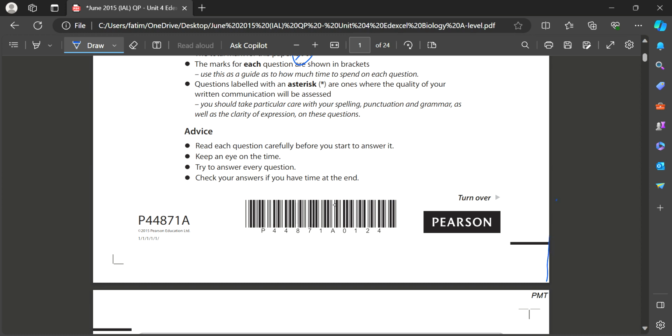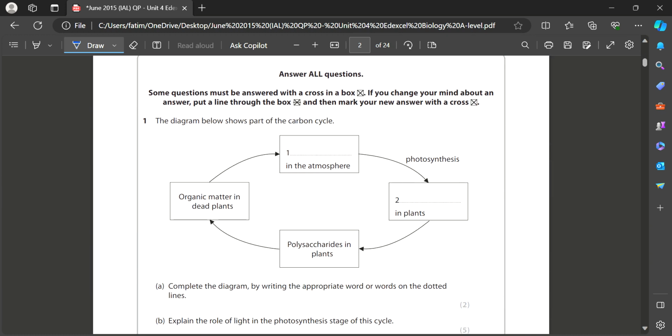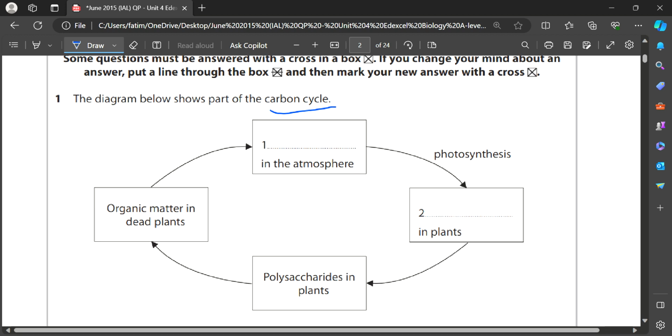Over here it's starting off relatively simple by showing us the carbon cycle. So we need to complete the diagram by writing the appropriate word or words on the dotted lines. So of course we should know about the carbon cycle. It's how it goes into the atmosphere, into plants, into how it's used by plants, and how it goes back to the atmosphere again. They've already made us a cycle, we're just supposed to fill in.